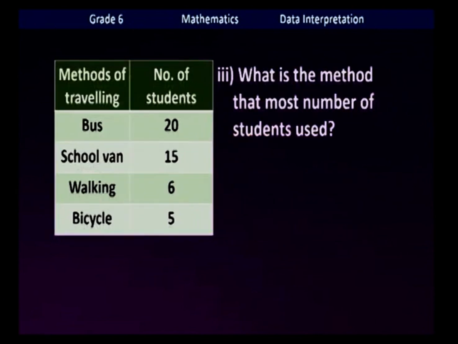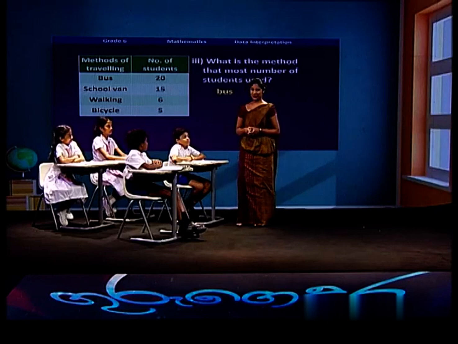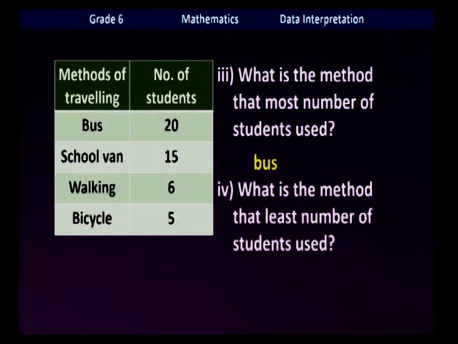Third question. What is the method that the most number of students used? Most number means the largest number in this table. Umali, can you give me the answer? Bus. Yes, that is bus. Very good. What is the method that the least number of students used? Least means the smallest number in this table. Shenara, can you give me the answer? Bicycle. Yes, that is bicycle. Very good.